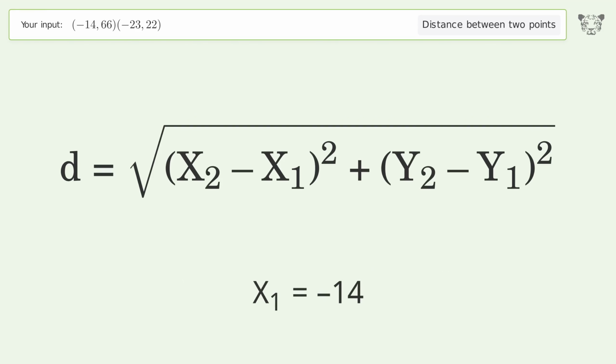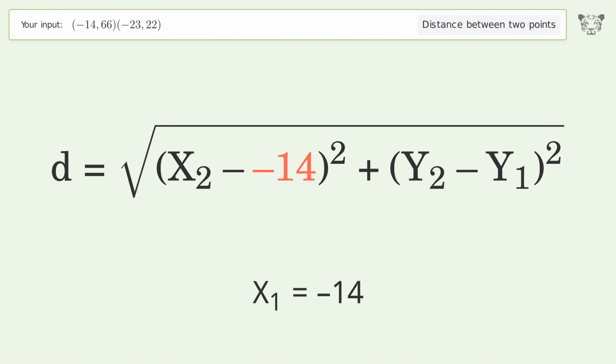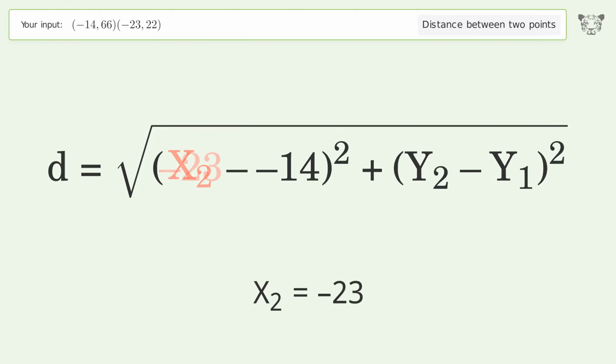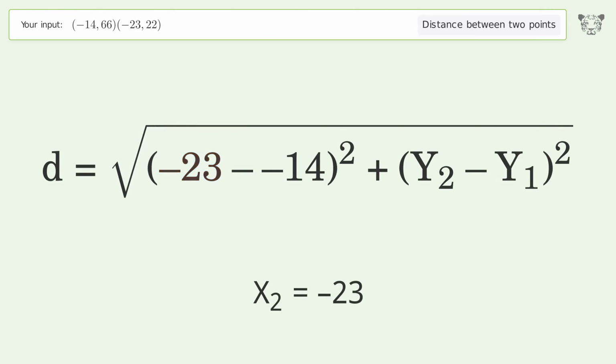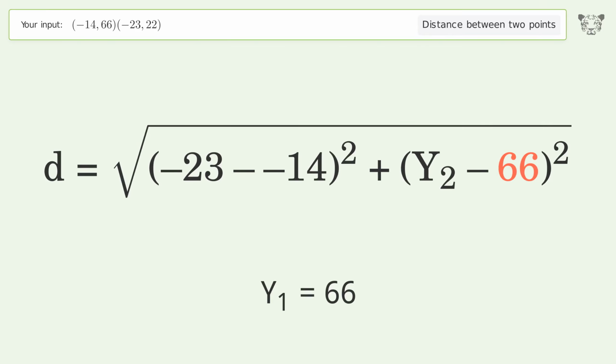x1 equals -14. x2 equals -23. y1 equals 66. y2 equals 22.